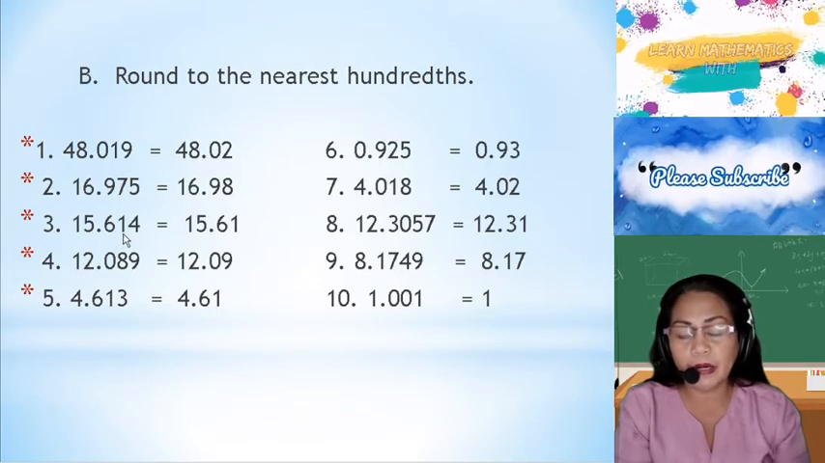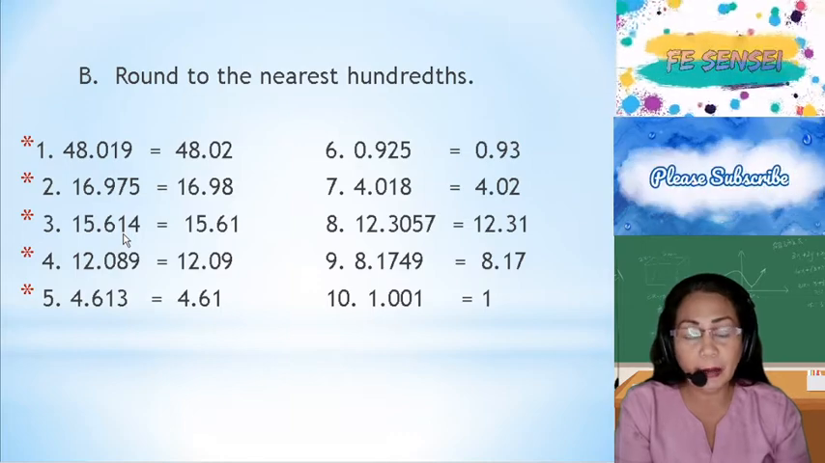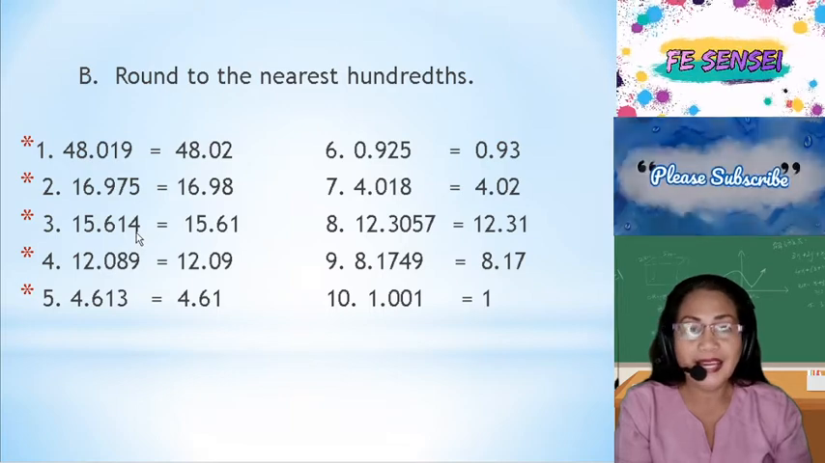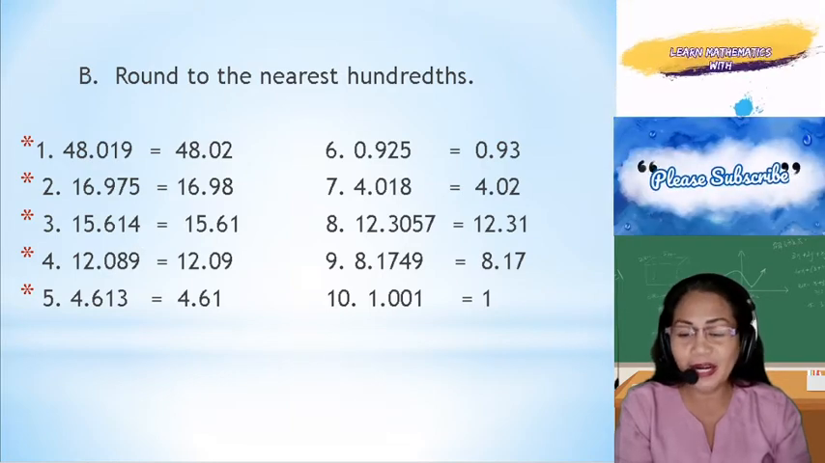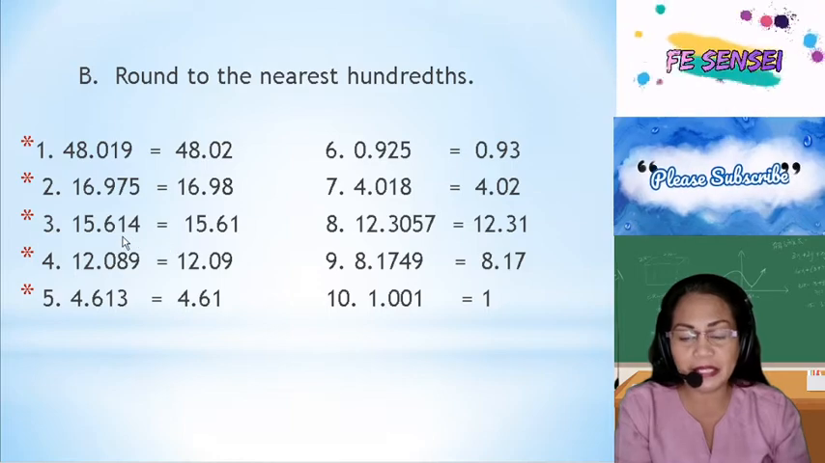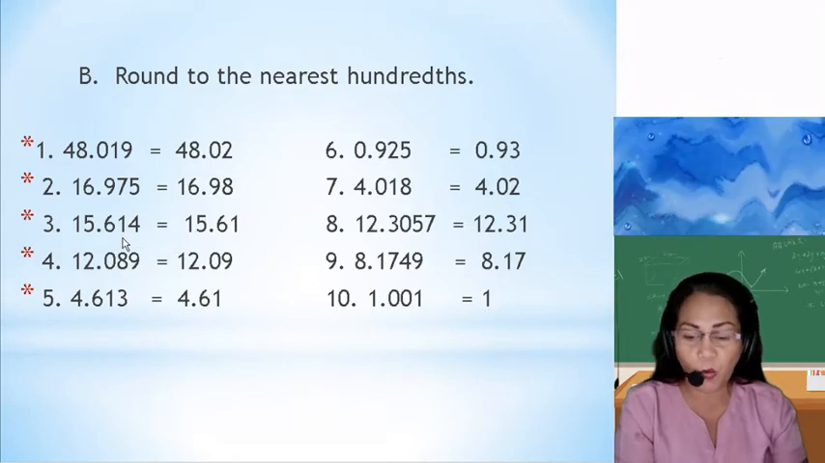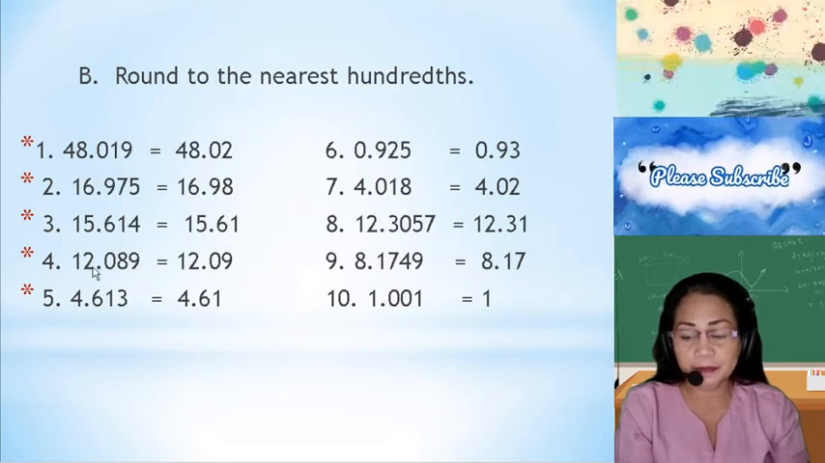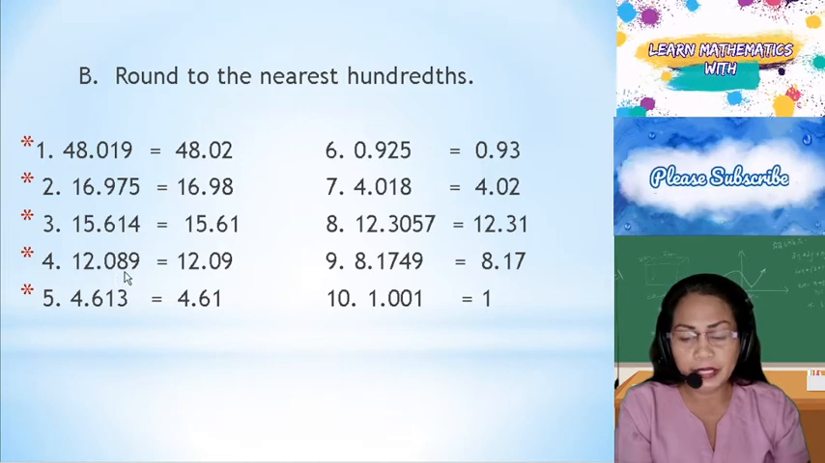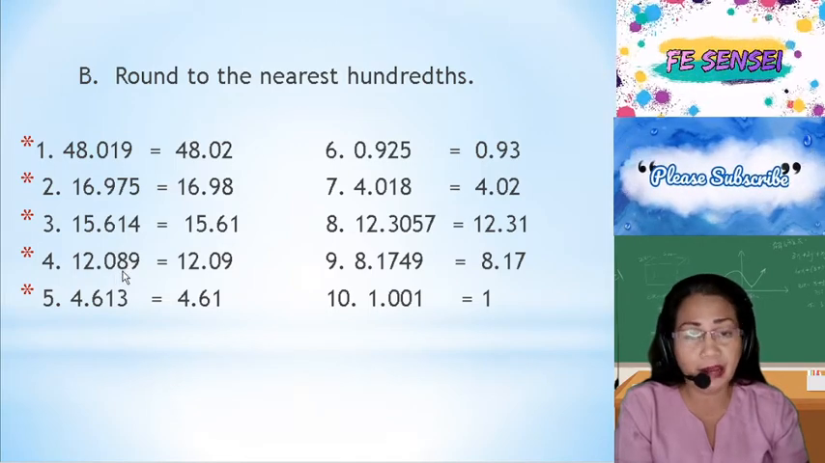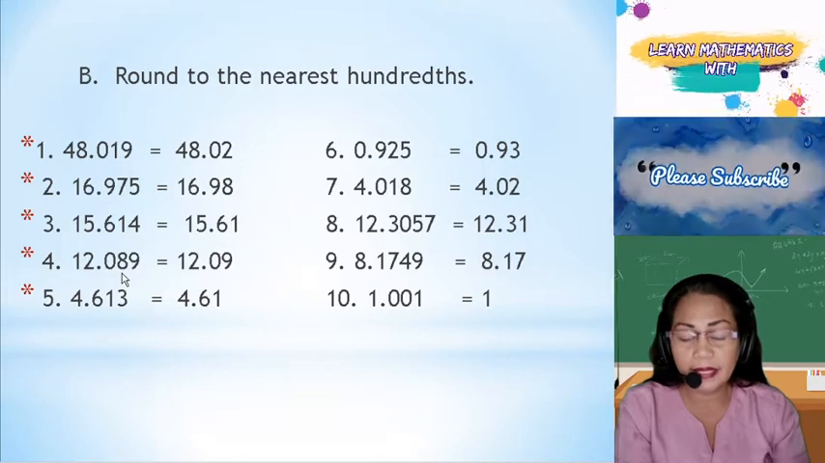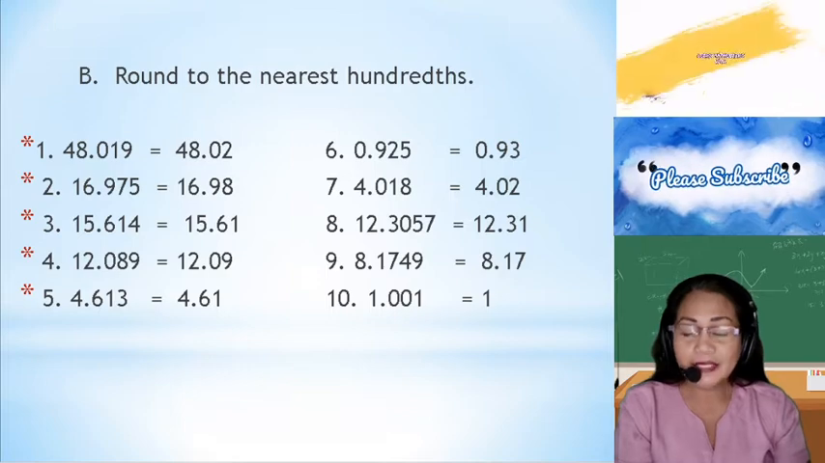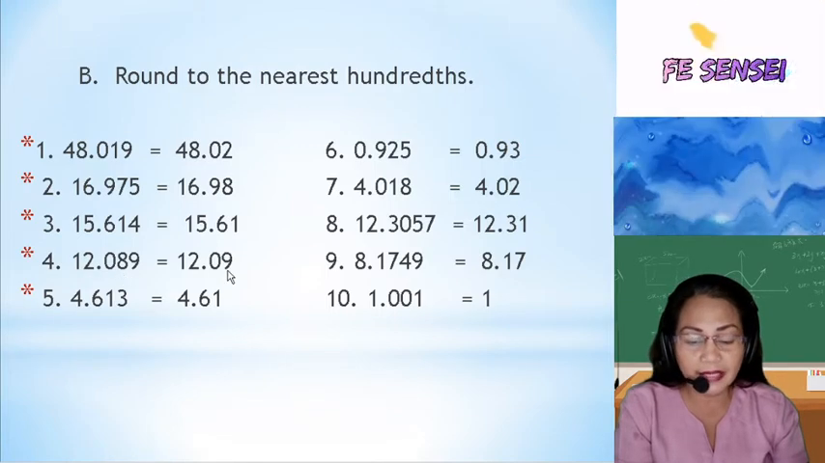Number 3, the number to be rounded, or the number in the hundredths place is 1. And the number to the right is 4. It's round down. Therefore, drop the number and retain the number to be rounded, which is 1. And the answer is 15 and 61 hundredths. Number 4, the number in the hundredths place is 8. The number to the right is 9. It's round up. So 8 plus 1 equals 9.